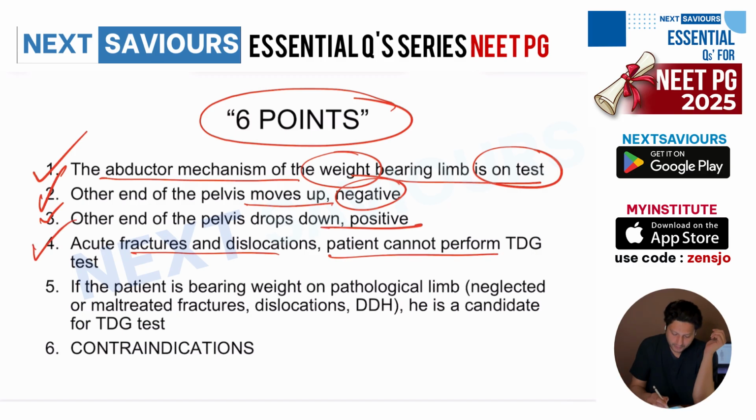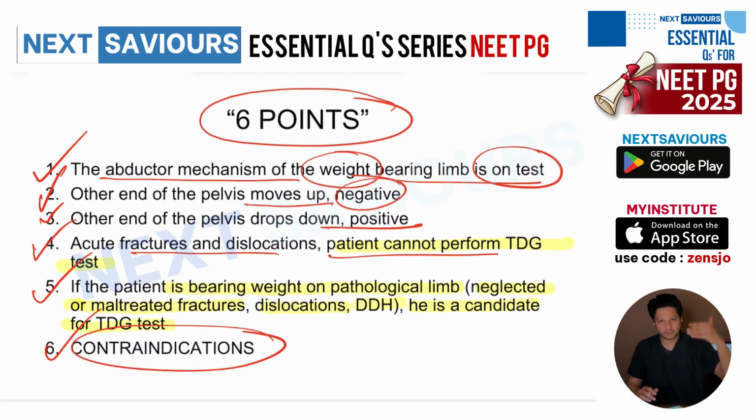Acute fractures and dislocations, the patient cannot perform the Trendelenburg test, so it is obviously a contraindication. Now, if the patient is bearing weight on the pathological limb, like neglected or maltreated fractures, the dislocations, even the congenital dislocations of the hip, that is developmental dysplasia of hip. So, whenever the patient is able to bear weight on the affected limb, whether it is abnormal or normal, then he is a candidate for performing the Trendelenburg test. And based on that, you will be drawing out your inference. And finally, what are the contraindications that we have already talked about? So these are the 6 points which are essential for you to remember.